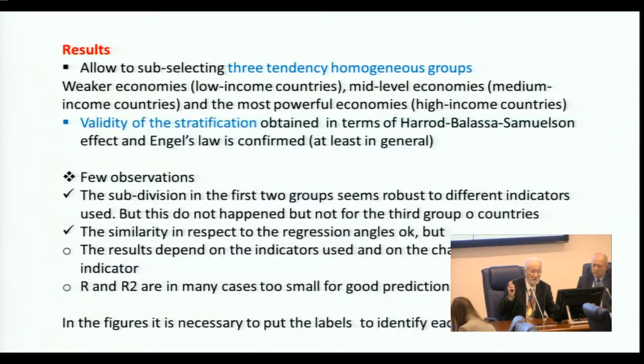Really, we have seen that it is robust because in every exercise that Andrey presented, we obtained good results, especially for the first two groups. But this does not happen when we look at the third group of countries. The similarity with respect to the regression angle is okay, but the results depend on the indicator used and on the change in the key indicator. And they said use one specific indicator, but you can use another indicator, and in this case you obtain different results.